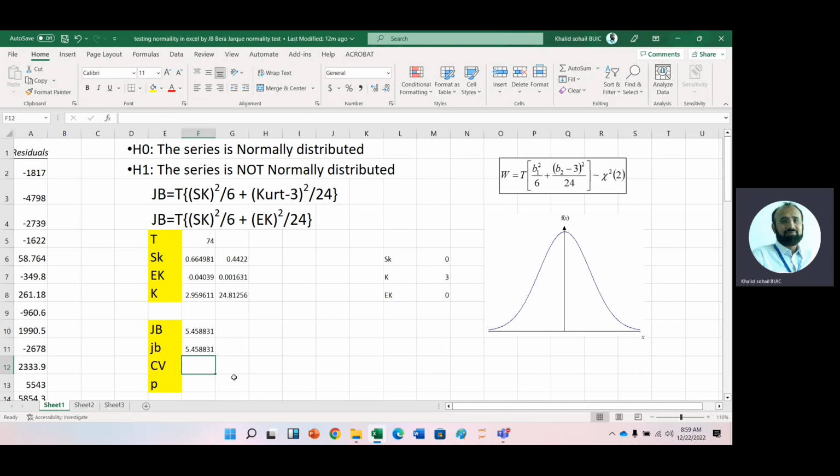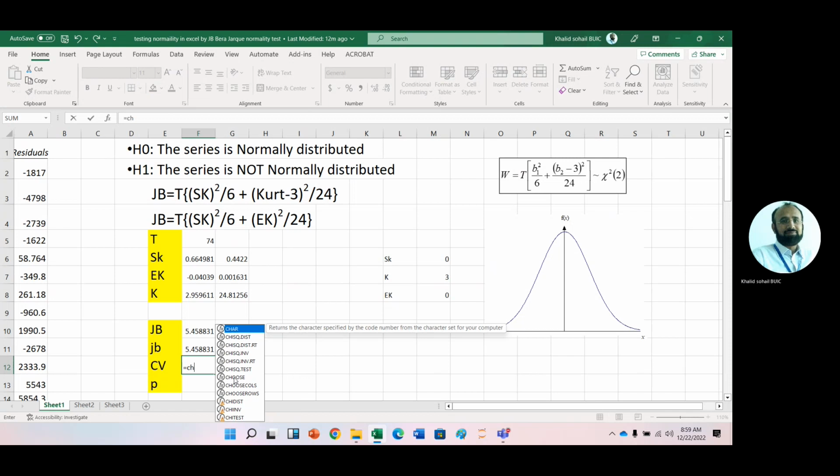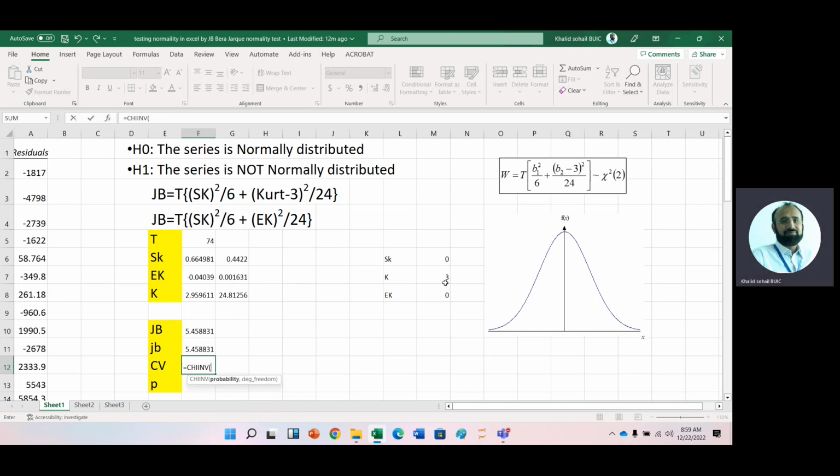Now to check the significance, we can check it with the help of the critical value as well as the p-value. For the critical value, use the CHISQ.INV function. The Jarque-Bera test follows the chi-square distribution with 2 degrees of freedom at the 5% level of significance. Now, you can see that as the Jarque-Bera test is not greater than the critical value, we fail to reject the null hypothesis. It means that we will accept H naught and conclude that the series is normally distributed.